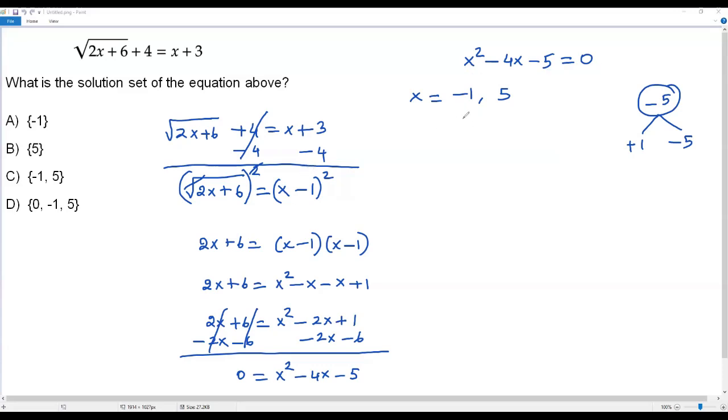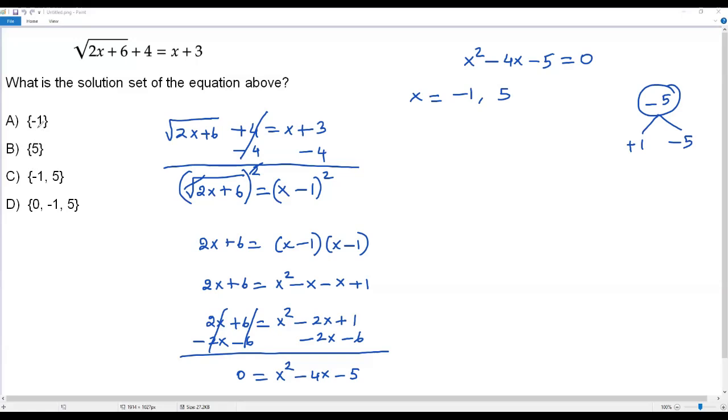So now what we'll do is check which of the solution sets in the options contains these two values, negative 1 and 5. The set in option C contains negative 1 and positive 5. So immediately we would choose option C as the right answer.